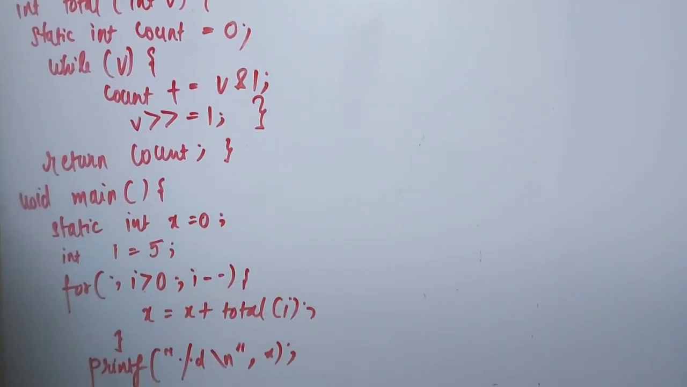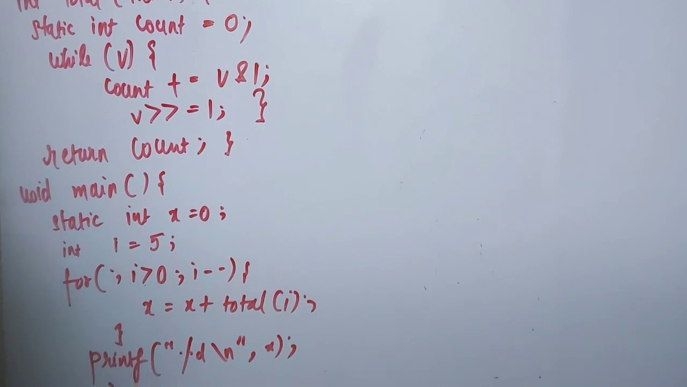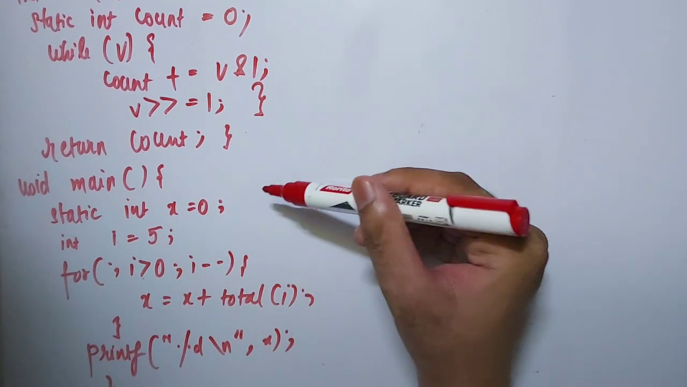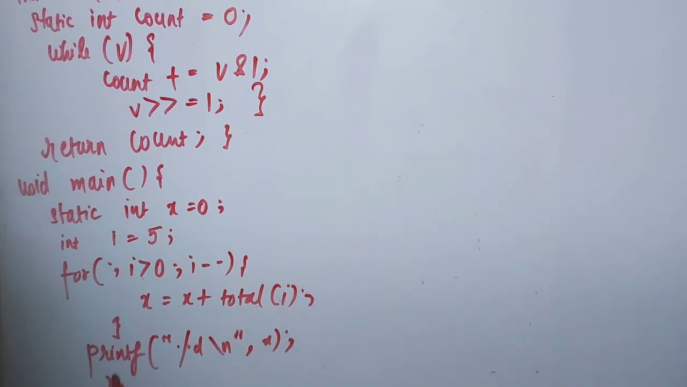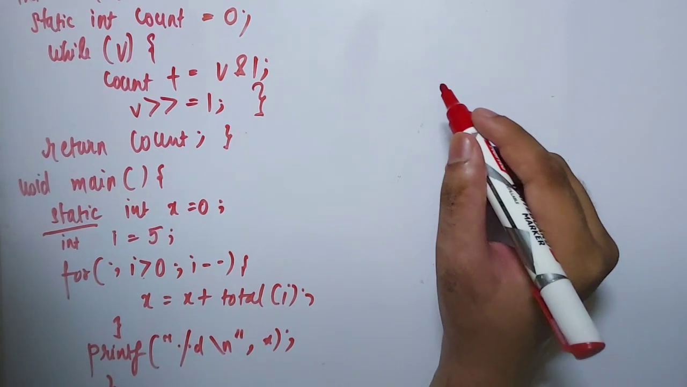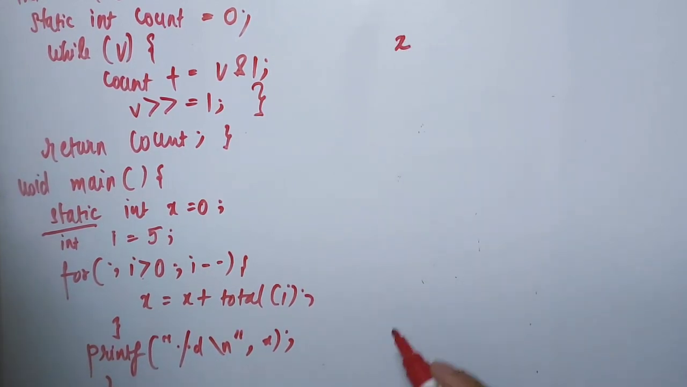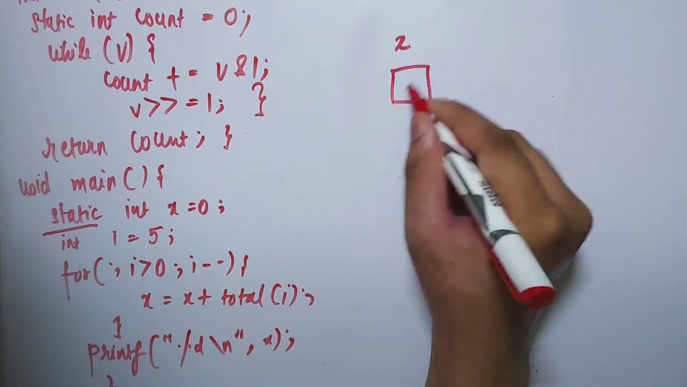We know that the execution starts from the main function, so we will start our execution from the main function. First, they have given us static int x equals 0. The point to be noted here is that the x variable is static, meaning it is initialized only one time and its value does not change on repetitive executions. So x value is 0.